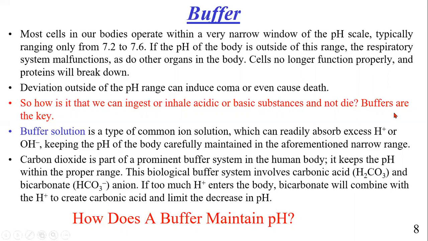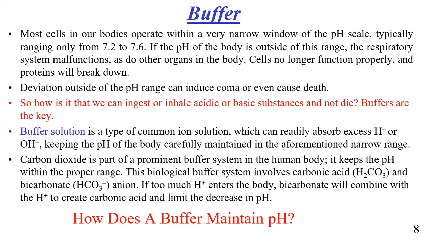And how does it do that? It uses what is called buffers. Okay, the buffer that is in our body is actually carbonic acid with the hydrogen carbonate ion. That's my weak acid, H2CO3. And my base is going to be HCO3 minus, the conjugate base of that acid. It's this weak acid, conjugate base. This is the buffer of my body.